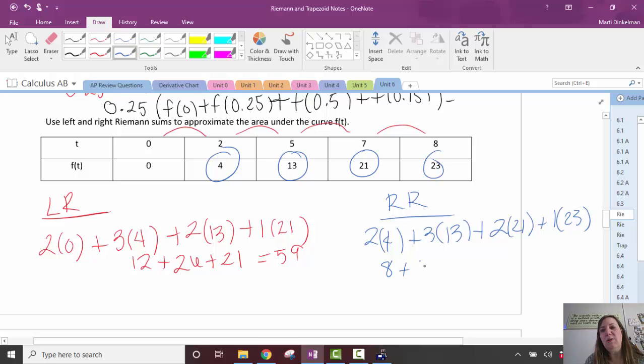So 8 plus 39 plus 42 plus 23. Let's see, so 50, 89, I need to write that down. Yes, plus 23. You guys check my arithmetic on this. So 112.